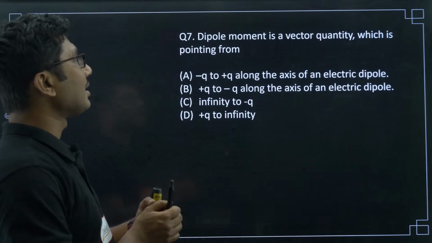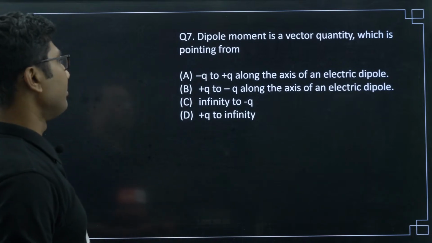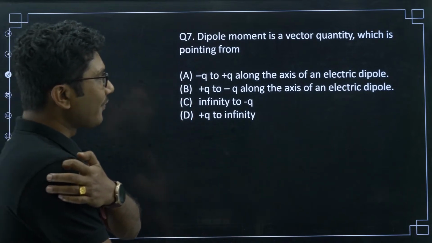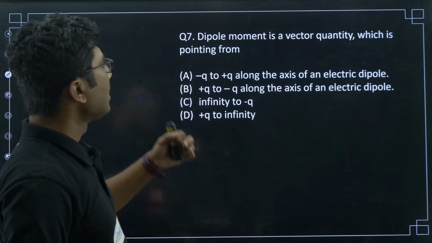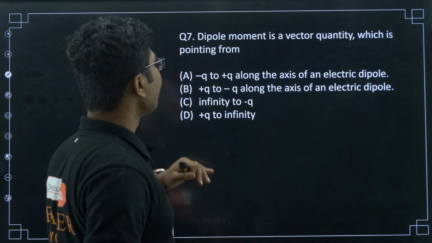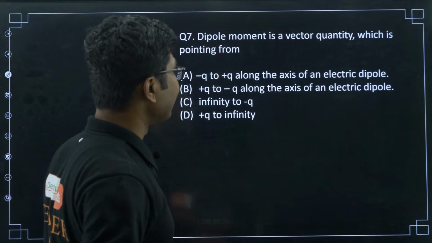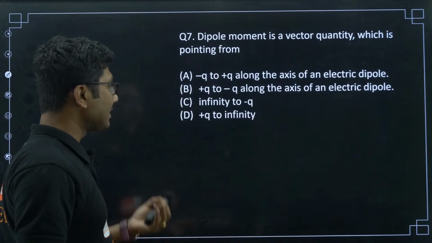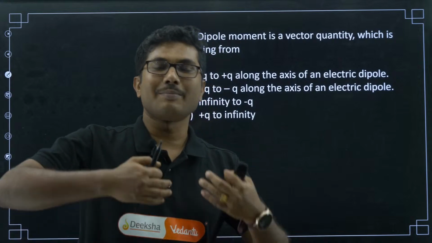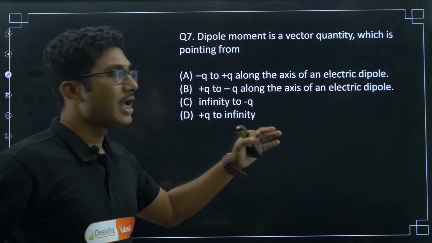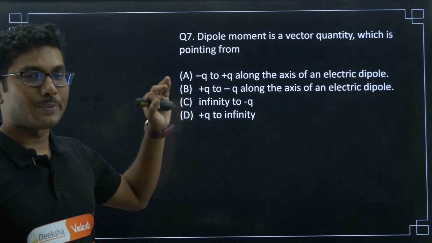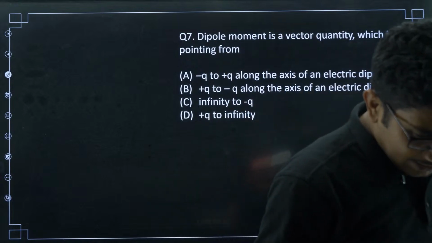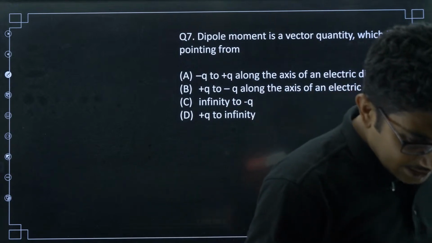The dipole moment is a vector quantity which is pointing from minus q to plus q along the axis of an electric dipole. The options are: minus q to plus q, plus q to minus q, infinity to minus q, plus q to infinity. If you have seen my previous question, this is a simple one-liner question. I am not going to explain because I have explained it in my previous question. So, quickly answer it. Anaga is answering correctly, Madhumita is answering correctly, yes.